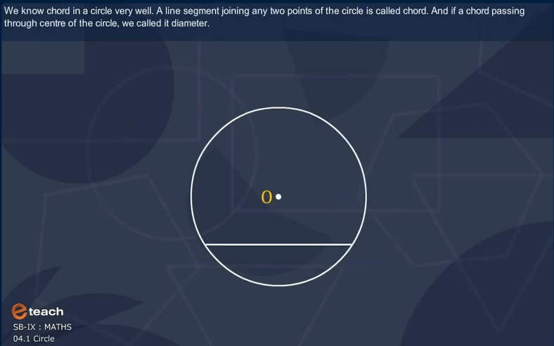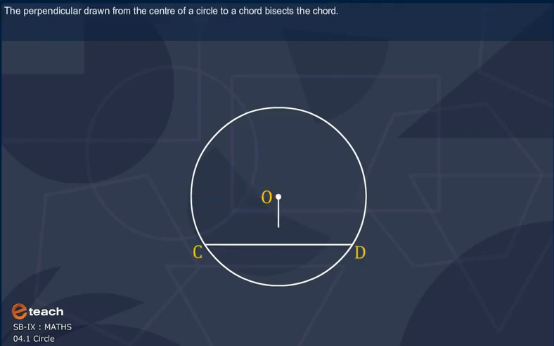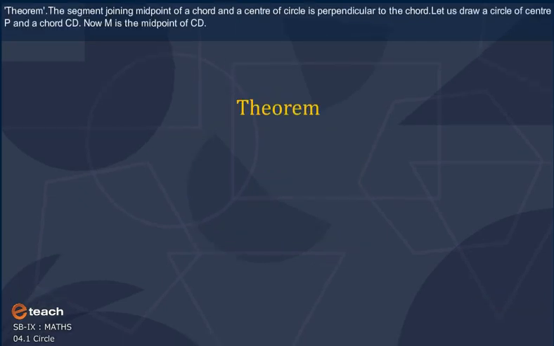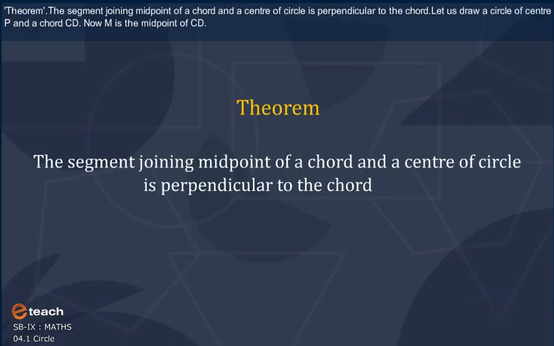We know chord in a circle very well. A line segment joining any 2 points of the circle is called a chord. And if a chord passes through the center of the circle, we call it a diameter. The perpendicular drawn from the center of a circle to a chord bisects the chord. Theorem. The segment joining the midpoint of a chord and the center of the circle is perpendicular to the chord.